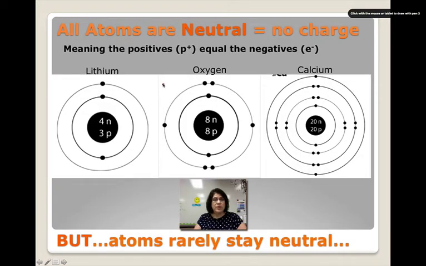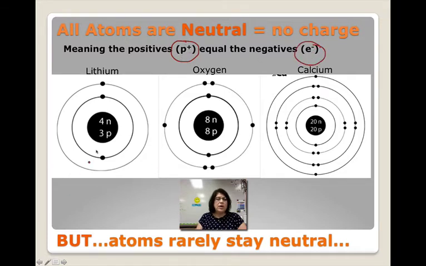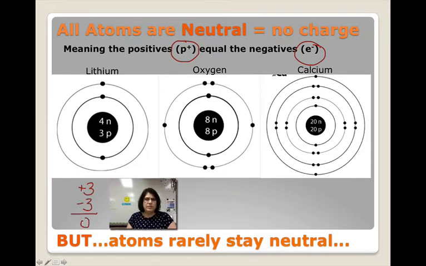Most atoms are neutral. That means they have no charge. If we look at this, the way that they get to be neutral is because they have an equal number of protons, which are positive, and electrons, which are negative. So they cancel out. So lithium, for example, has 3 protons, and it has 1, 2, 3 electrons, which are each negative. Add that up, it's neutral. All right, same thing here. 8 pluses, 8 minuses outside, neutral, no charge. Same thing here. 20 positive protons, 20 negative electrons, neutral, no charge.